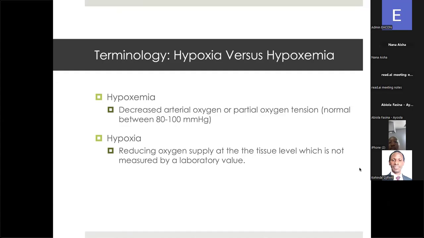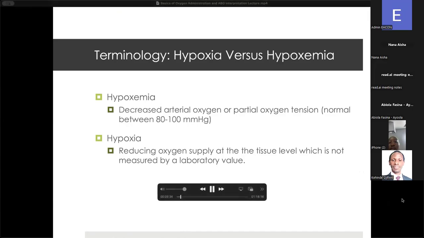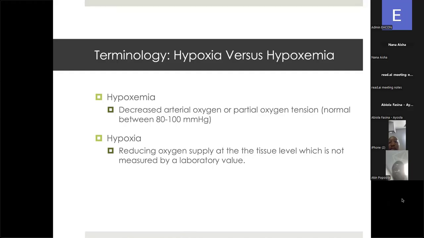Hypoxia actually refers to reduced oxygen supply at the tissue level. And it is not something that's measured by a lab value. It's something that we get clinically from the bedside, from our clinical exam, from the patient's symptoms, from the signs we elicit. And so we tend to think of the value in the ABG when it is low on the PO2 as hypoxemia, but your patient is actually hypoxic. So that's just a quick digression to address the difference between those two terms.